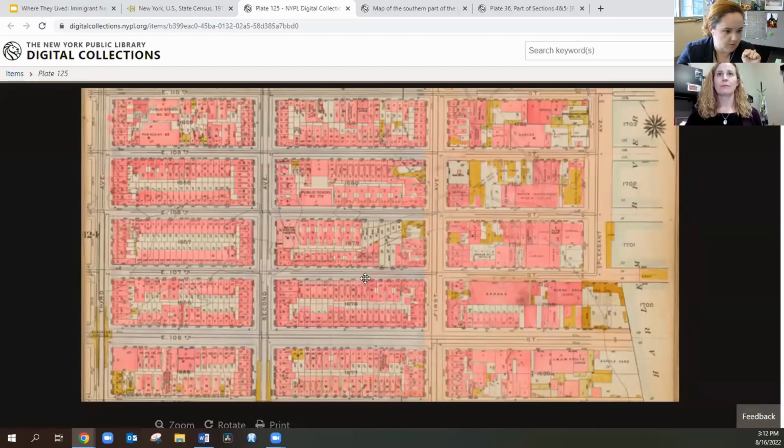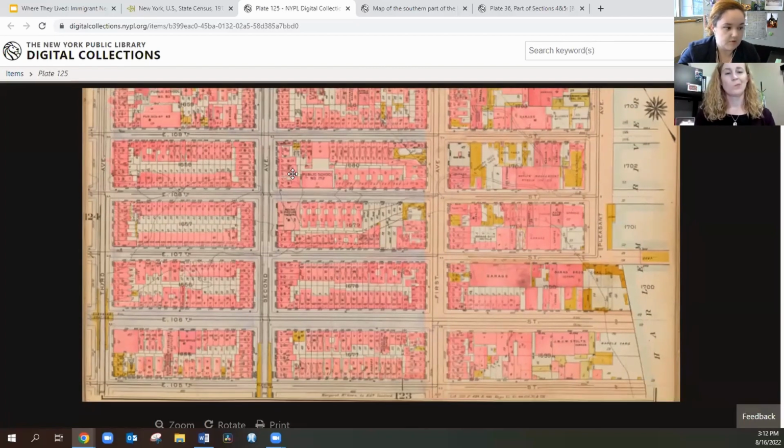So his apartment would have been right here. Now we have a garage, we have an ice factory, we have a lot of factories going on over here. This would be right next to the East River, which on this they call the Harlem River. This would have been from around the same time frame that he would have been living in that building. Down here, there's a Catholic school. So that is a good reflection on the community.